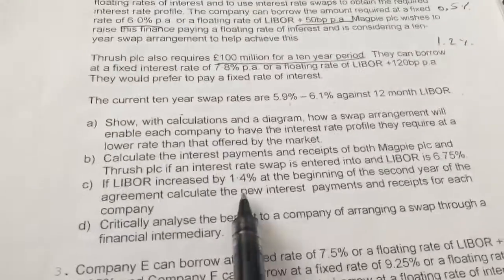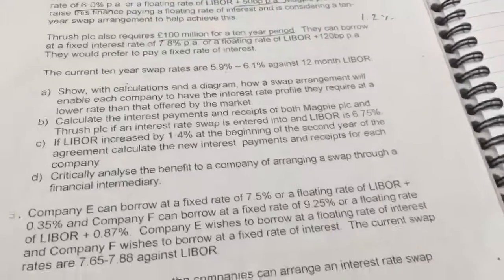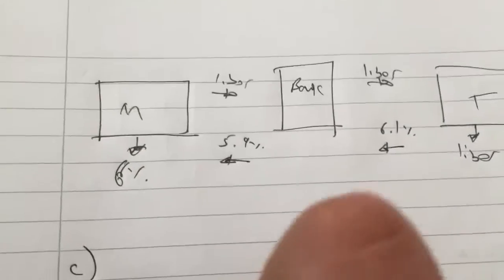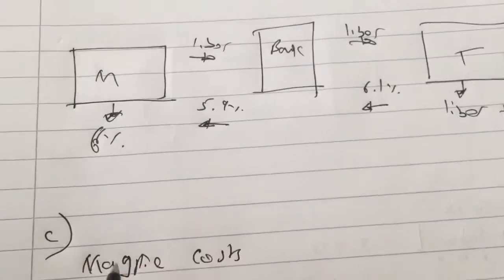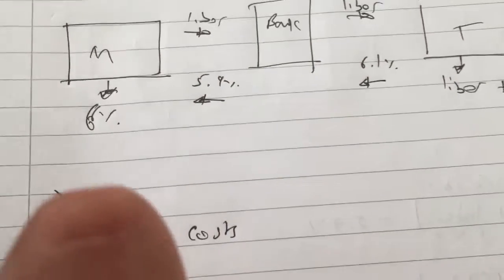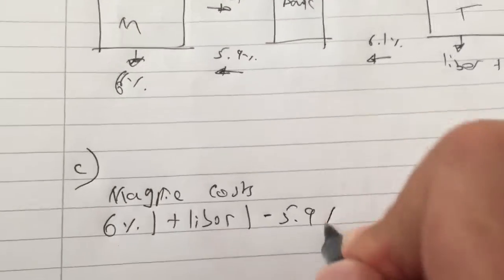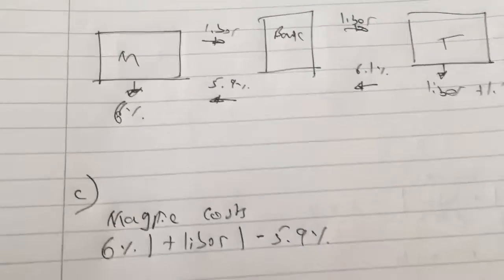Okay, so question C, LIBOR is increased by 1.4%. It was 6.75, it's increased by 1.4. It's always good to summarize what Magpie's costs are so you don't get confused. We know 6%, add LIBOR. LIBOR's leaving, so we're adding LIBOR. 5.9% is coming in, so we're taking away 5.9% for Magpie. So this is Magpie's costs.